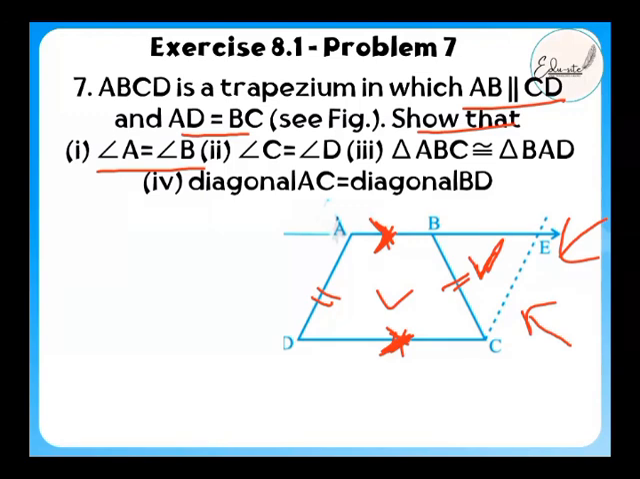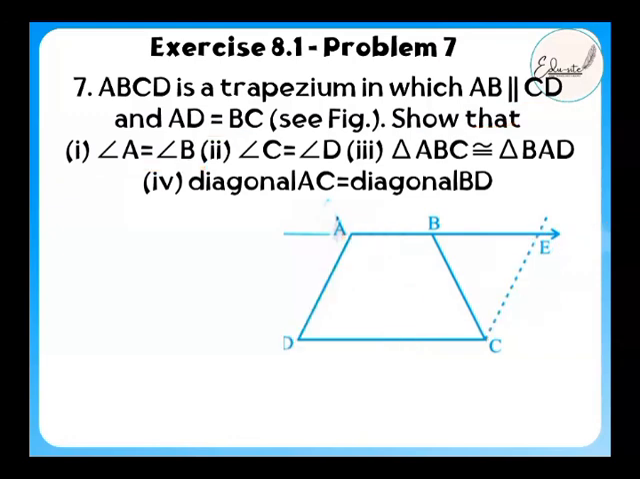Yes, yes. How did you prove this, beta? Do you remember, if you construct this, then what is this? This is equal to this, right? Yes, this and this are equal. If this and this are equal, what did we construct here? We constructed a parallelogram, right?